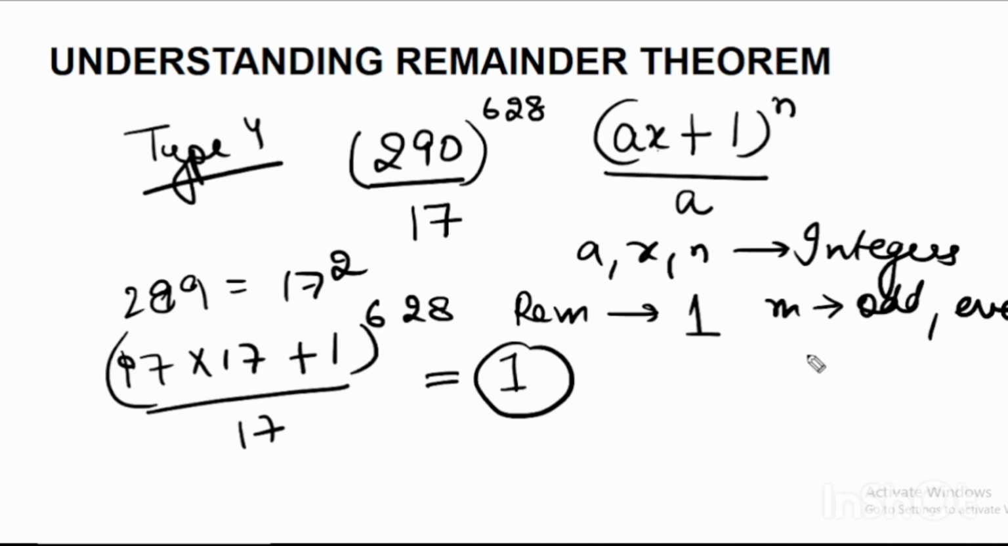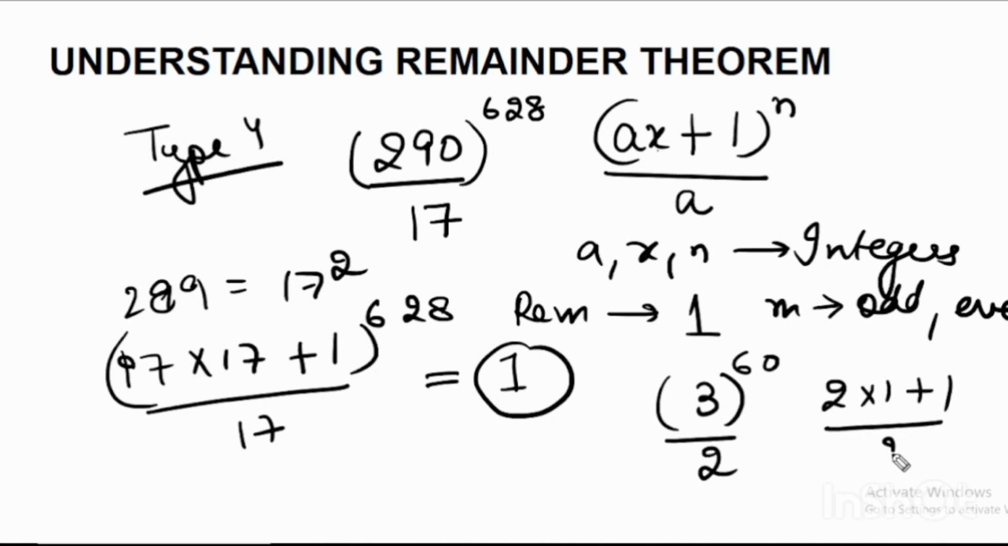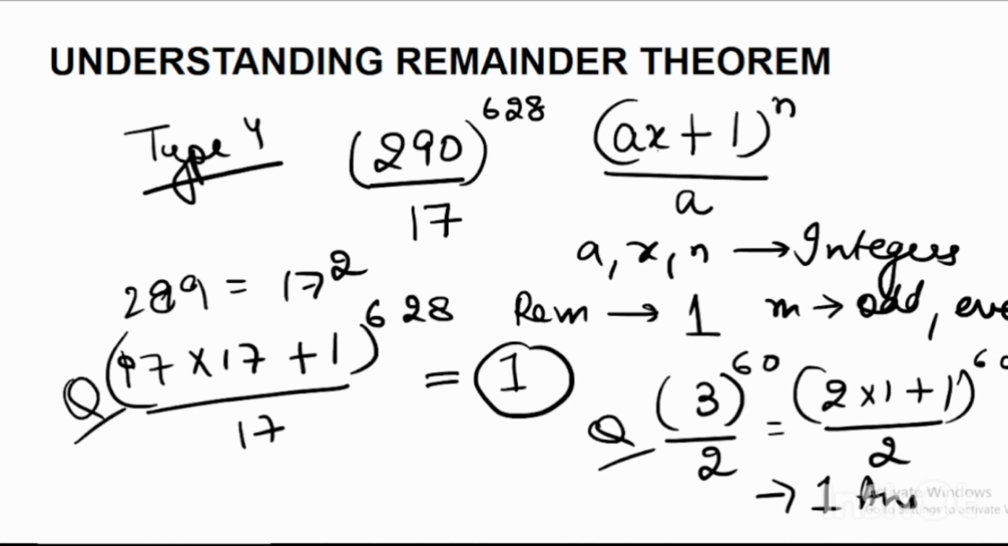Let us take some other question. 3 power 60 divided by 2. You can write this as (2 into 1 plus 1) power 60 divided by 2. This is again of the form (ax + 1) power n divided by a. The answer again will be 1. I will show its use in just a few minutes again in another question.